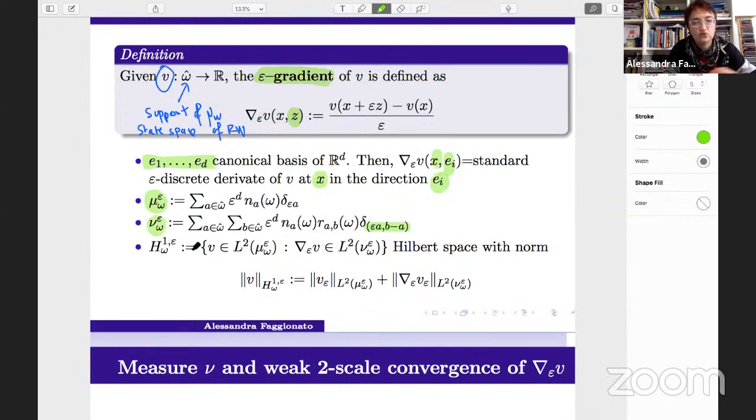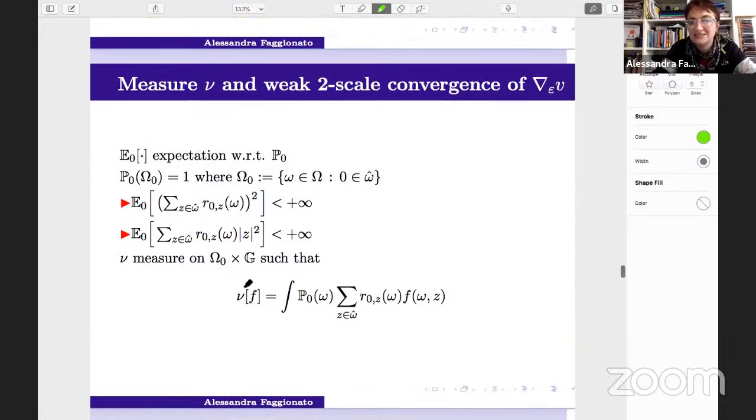Then I can introduce the epsilon Hilbert space, which is given by the functions V that are square integrable with respect to the rescaled reversible measure, such that their epsilon gradient is again square integrable with respect to the right measure for the gradients. It's a Hilbert space, and as in the standard H1 space, the norm is given by the sum of the two norms, the norm of V epsilon and the norm of the gradients, okay?